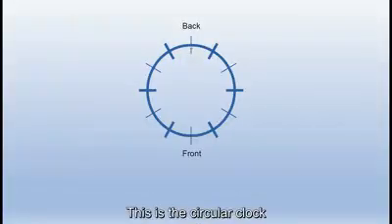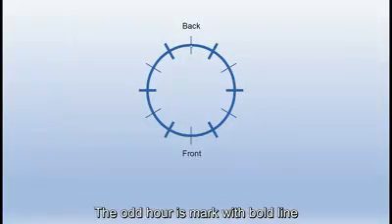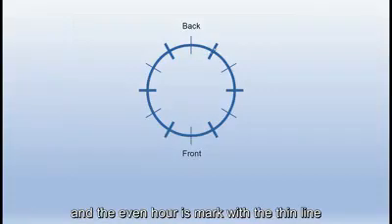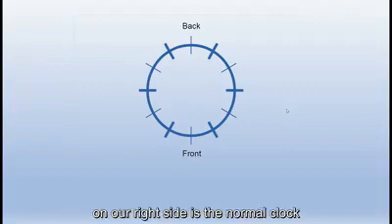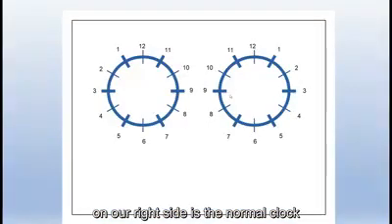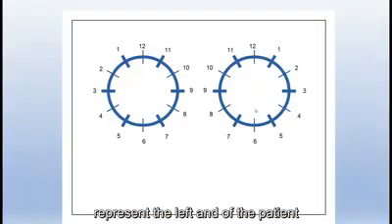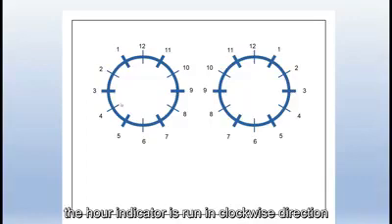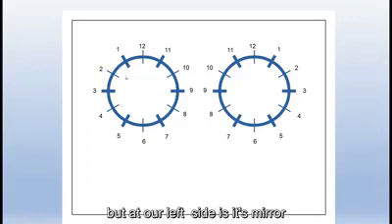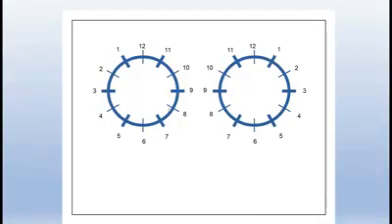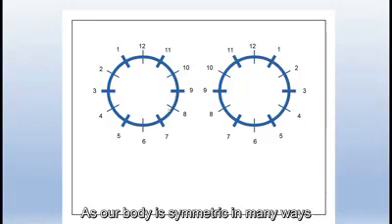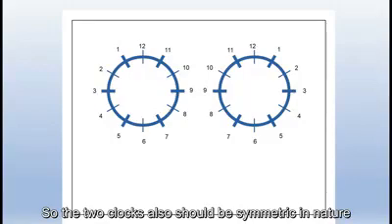Now, this is the circular clock. The odd hour is marked with bold line, and the even hour is marked with the thin line. These are two circular clocks on the screen. On our right side is the normal clock, representing the left end of the patient. The hour indicator runs in clockwise direction, but at our left side is its mirror. The hour indication runs in the anti-clockwise direction. This is important, as our body is symmetric in many ways, so the two clocks also should be symmetric in nature.